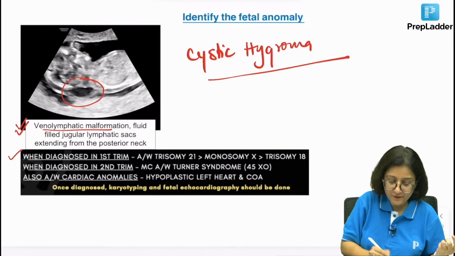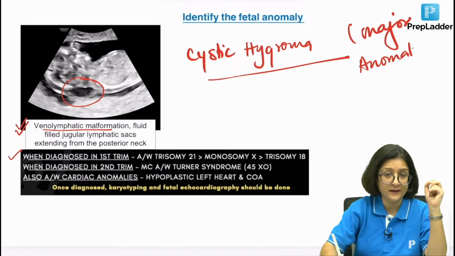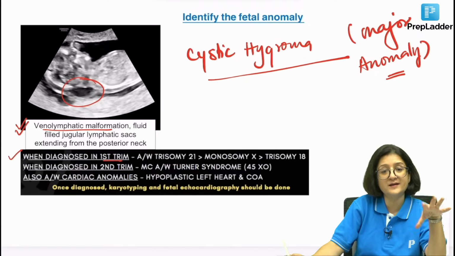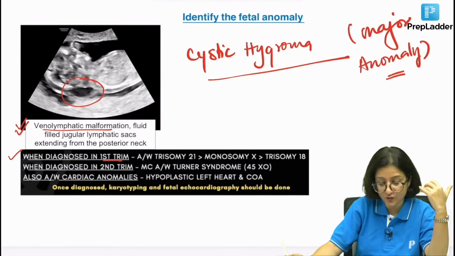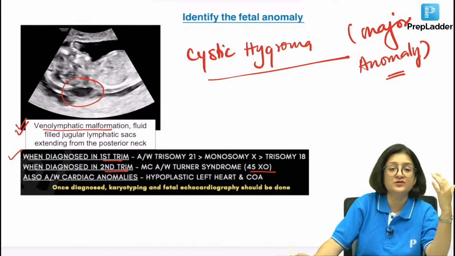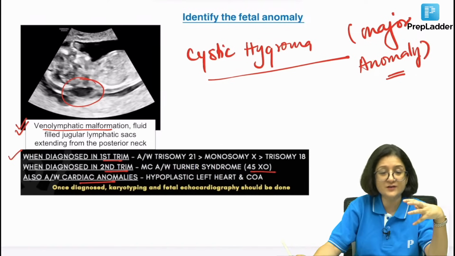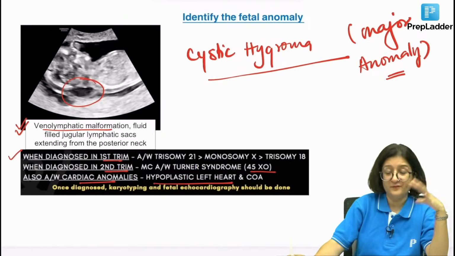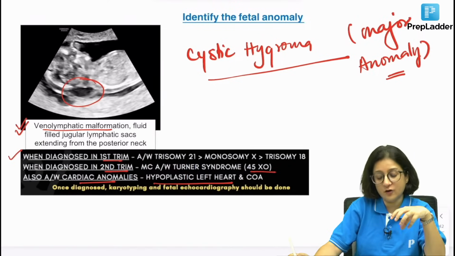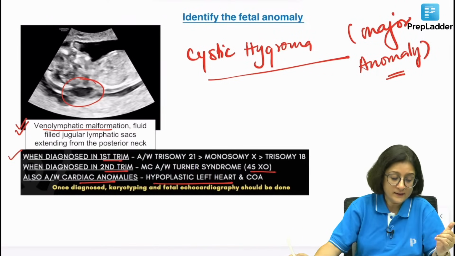Now, extra bits of information when this is diagnosed: this is a major anomaly, not like NT, which is just a marker. When diagnosed in first trimester, it is very likely associated with trisomy 21, monosomy X and trisomy 18. When diagnosed in second trimester, associated most commonly with monosomy X, and also with cardiovascular anomalies, very specifically hypoplastic left heart, right? So once such a major anomaly is diagnosed, karyotyping, invasive fetal testing and fetal echo should definitely be done.